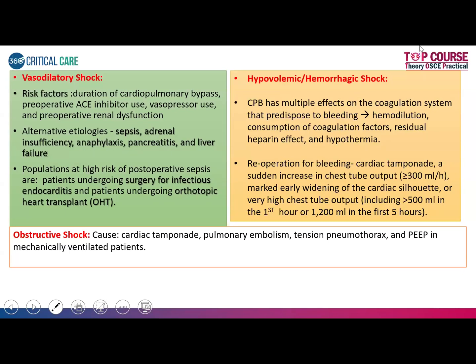Hypovolemic and hemorrhagic shock, so basically bleeding post cardiac surgery. We will be discussing this in detail in the next topics, so I'll skip this part.